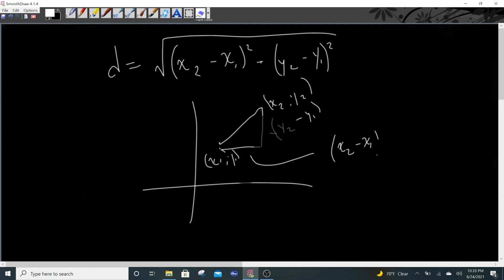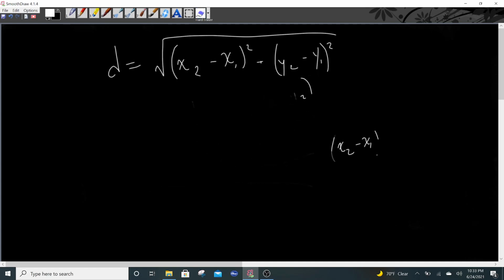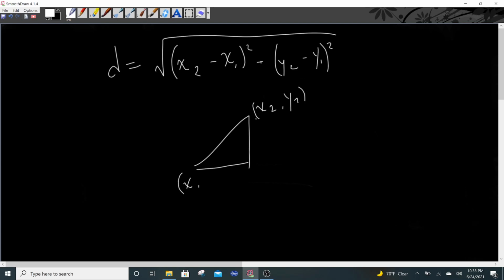And that's just because, let me redraw this whole triangle for the third time. So if this was x2, y2, and this was x1, y1, then that leg right there would be x2 minus x1, or the general horizontal distance between those 2 points. And then this leg would be the vertical distance.